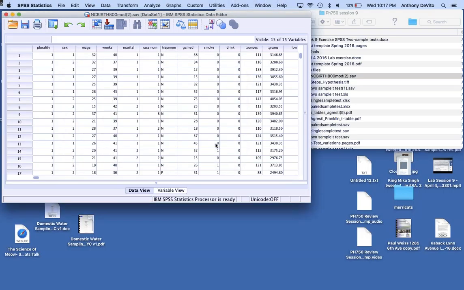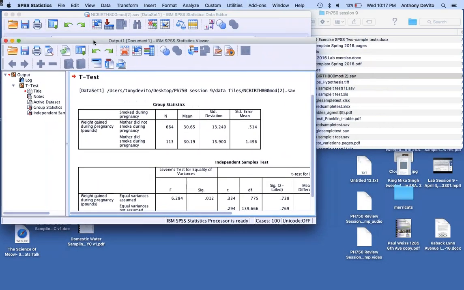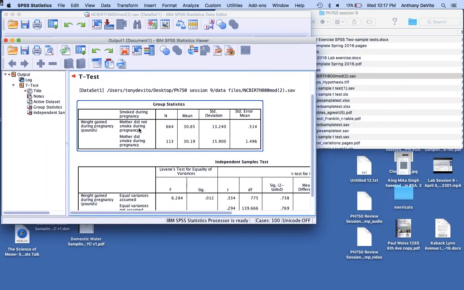Come on, there we go. Now the output window will open up, and in the output window we'll have our results. So what do we have here? Mother did not smoke during pregnancy. The average amount of weight that was gained by mothers who didn't smoke during pregnancy is 30 pounds.